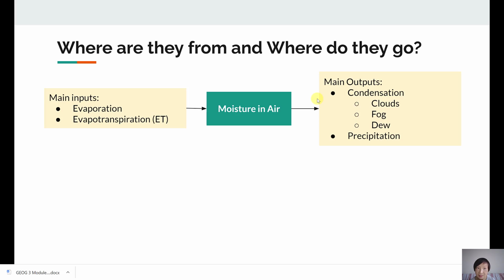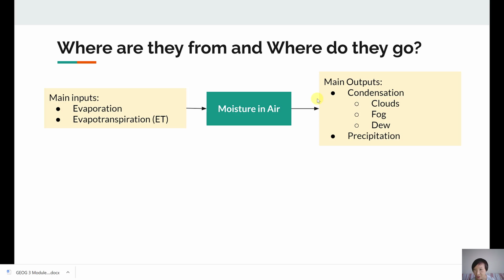Okay, main inputs actually include two parts: evaporation, that is the water from our water surface or ground, or evapotranspiration, that is the water from our plants. And main outputs will be condensation and precipitation. The difference between precipitation and condensation is condensation, that is gas to liquid, right?